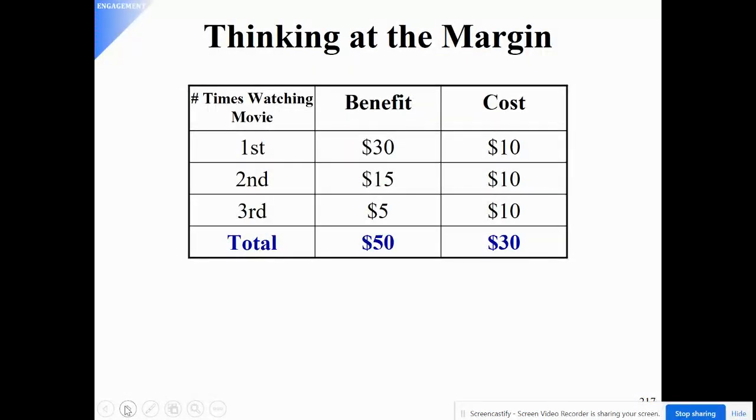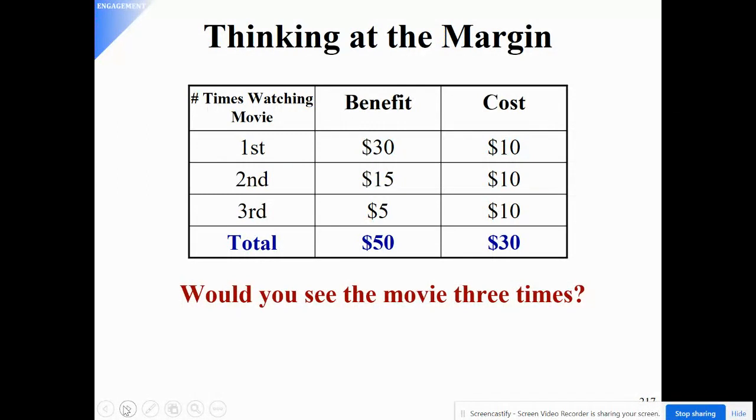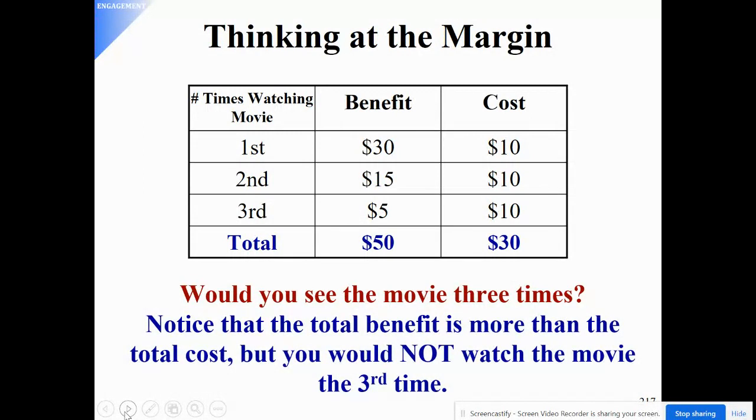So, if we take a look here, we can see how many movies would we watch? Let's say the movie costs us $10. Every time we go to the movie, it costs us $10. But we look at the first time we see the movie, the benefit is $30. The second time we see the movie, it gives us enough enjoyment worth $15. But the third time we see the movie, we only get a benefit of $5. So the question is, would you see the movie three times? Well, no, you wouldn't see it three times. If anything, you would see it twice. The third time, you don't get enough benefits. Your cost outweighs your benefits, so you wouldn't do that.